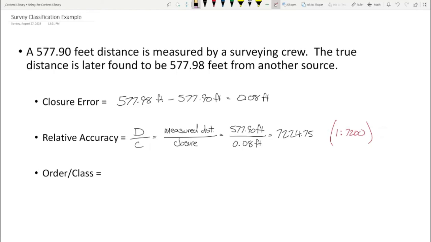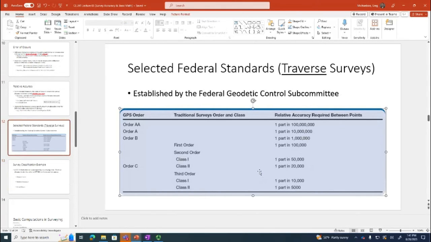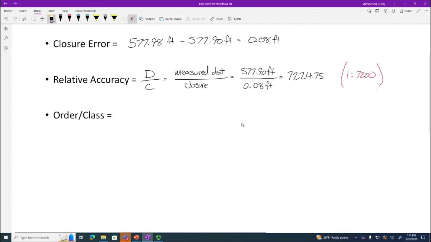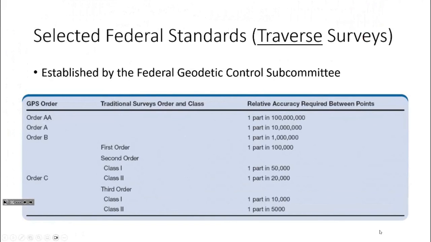Now, as for the order and classification, here's why the significant figures don't matter a whole lot. The reason is if you go off of your survey classification here, let's put this right here, I'll just blow this up. So in order to achieve third order class two, you need a survey that has error of at least one part in 5,000 or better, but for third order class one, you need one part in 10,000.